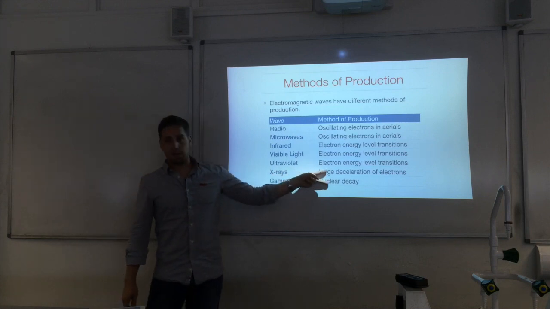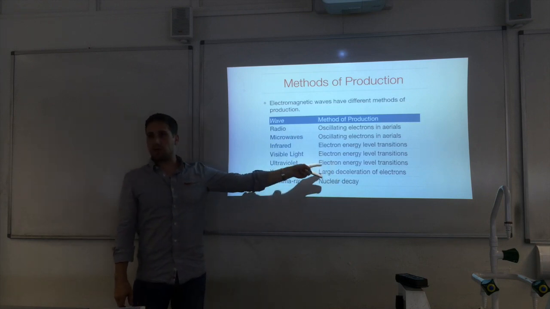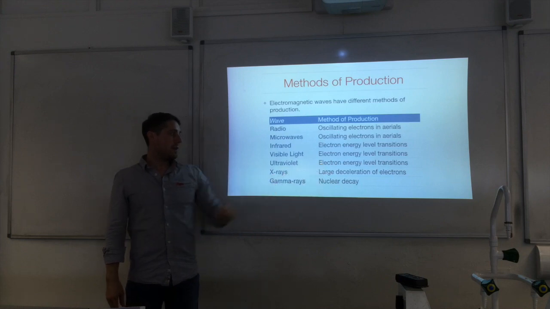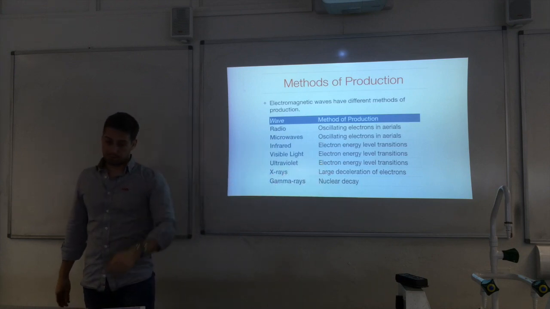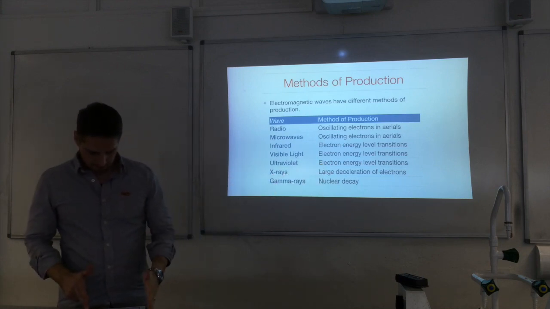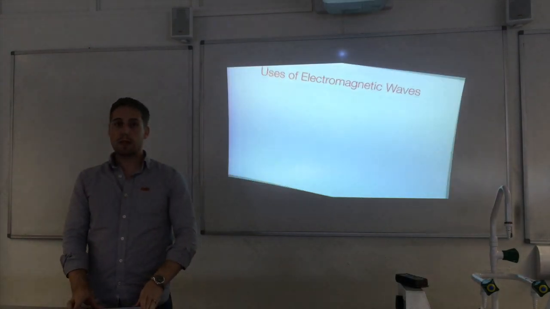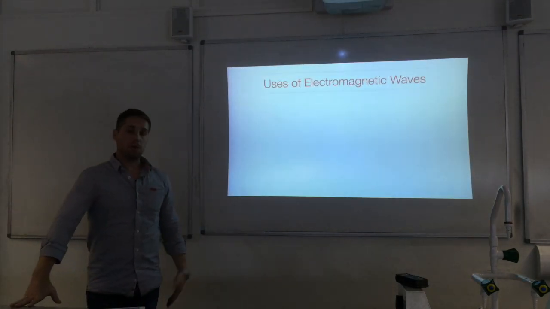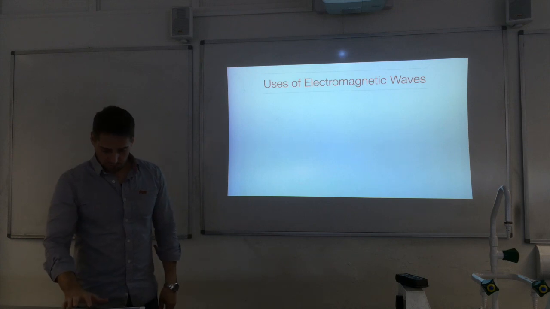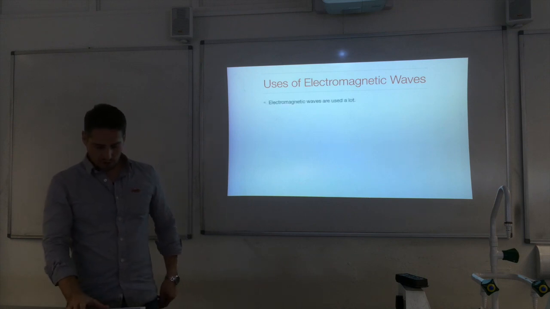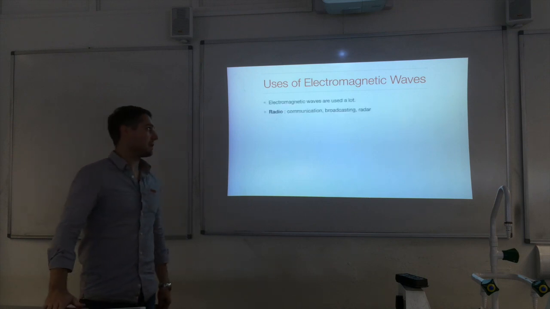So you can see, even though there's a lot of overlap with X-rays and gamma rays, the method of production is different. Those are the methods of production. Why do we care about electromagnetic waves? Well, they're very useful. We use them a lot, so here are some examples.